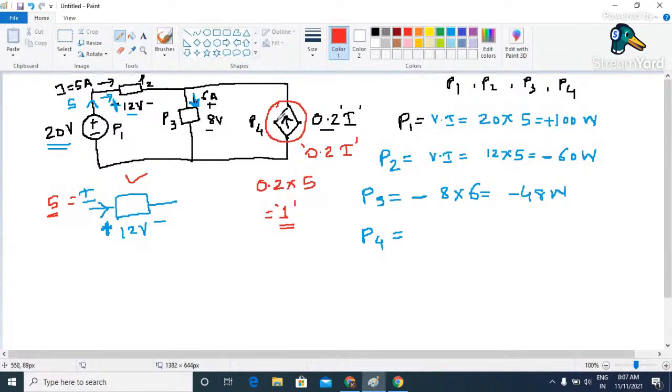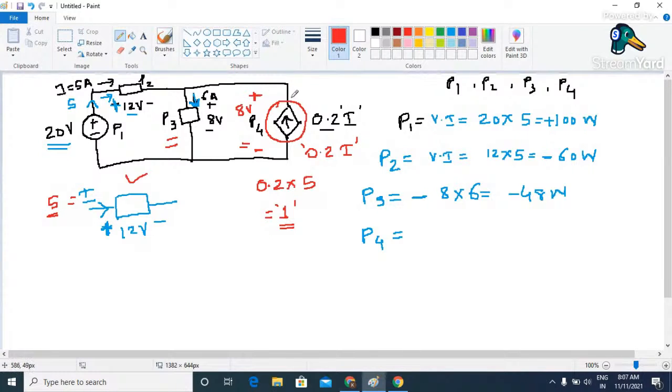Now let us try to find out what will be the voltage which is available across this particular element. Now see, this element P3 and this element P4 are connected in parallel, and we know that in parallel combination voltage will remain same, and in the circuit it is given that voltage across element P3 is 8 volt. So the same 8 volt is going to appear across this controlled current source. So here we have 8 volt as an output.